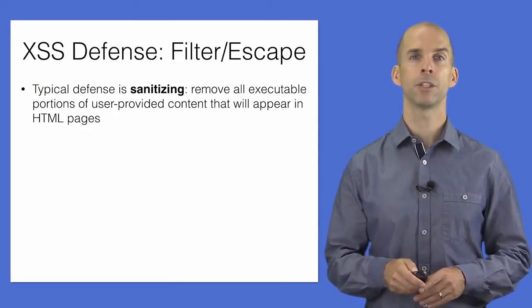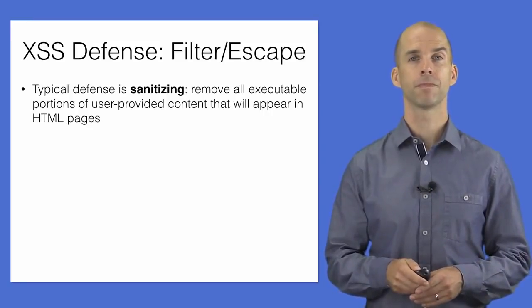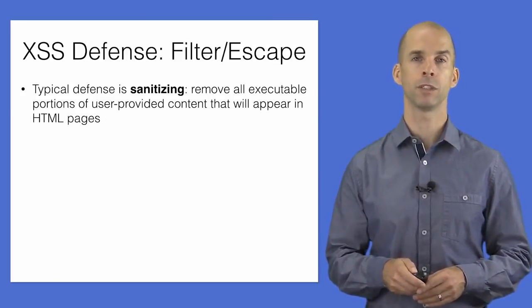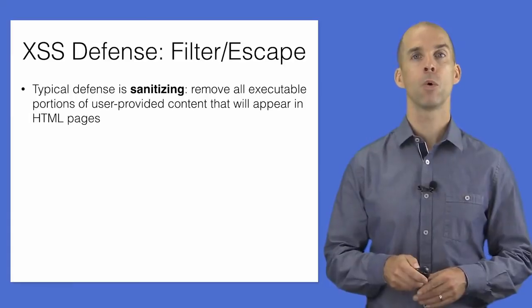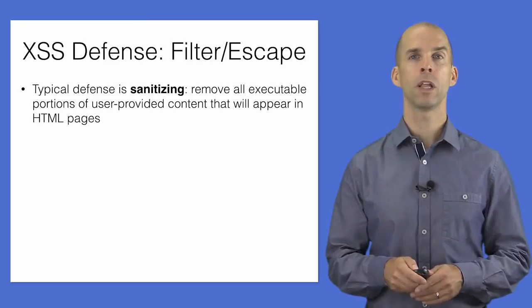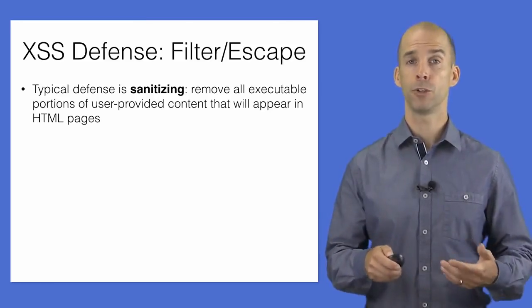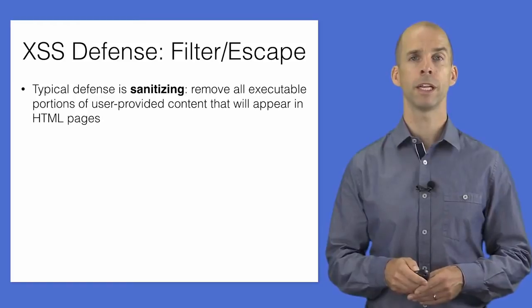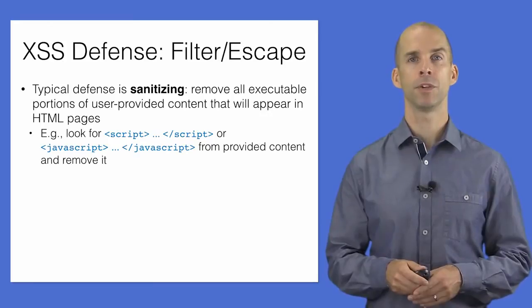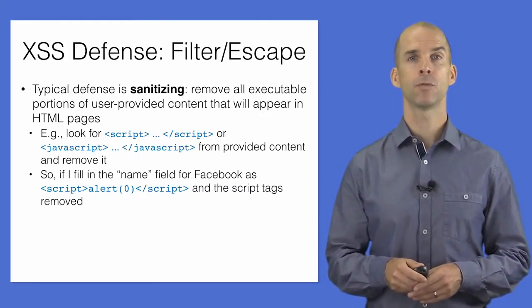This indifferent reflection of the input points to the proper defense. Validate the input. In particular, the vulnerable server should either check or sanitize input from untrusted sources. One form of validation is sanitization. In particular, a server can remove all executable portions of untrusted, that is, user-provided, content that could appear in HTML pages. For example, it might look for script tags and filter them out. Then, instead of running the script, the browser will end up printing it in the document. This might look a little strange, but it will be harmless.